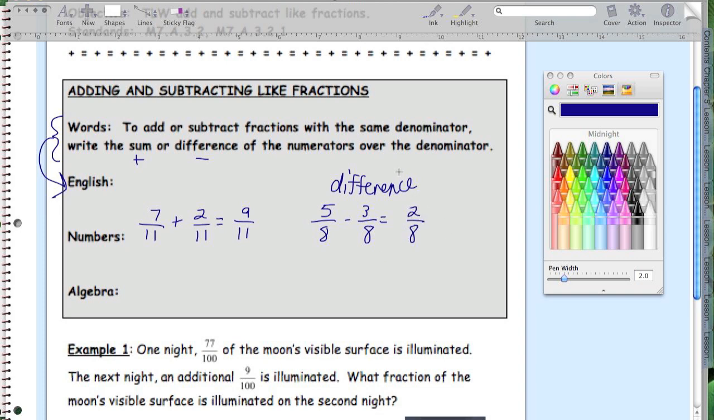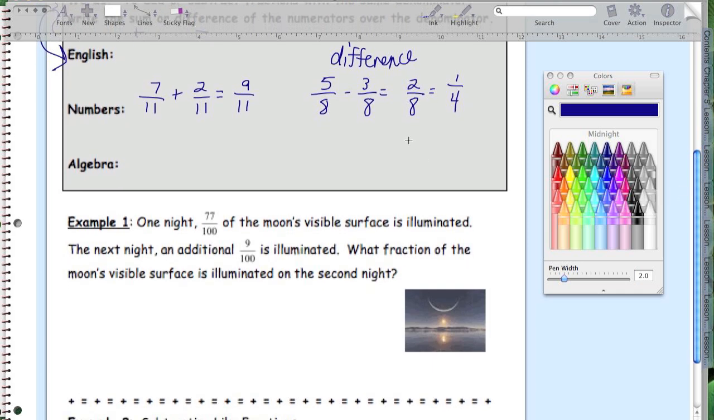Now in all these problems, whether they say simplify or not, you always want to simplify. That's like a math rule, okay? They aren't going to write it from here on out all the time, but you want to make sure if you're left with something like 2/8, reduce it to 1/4.